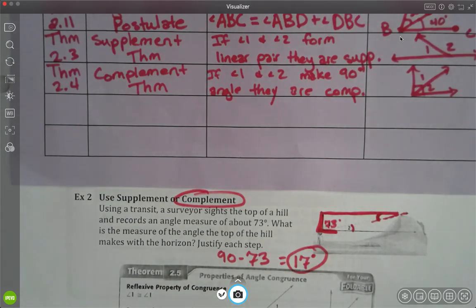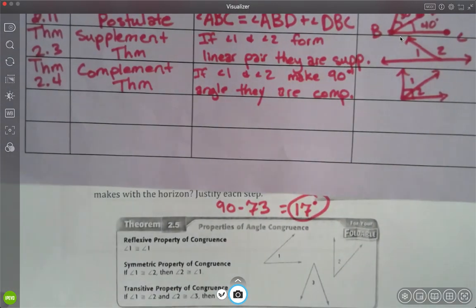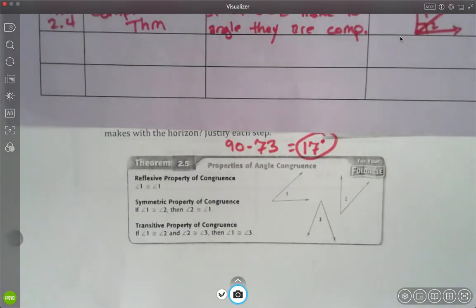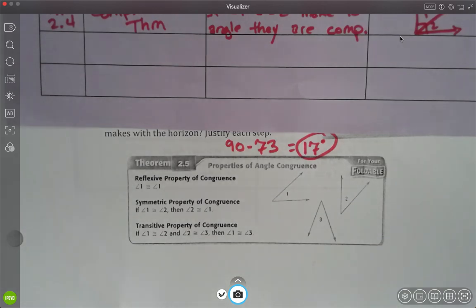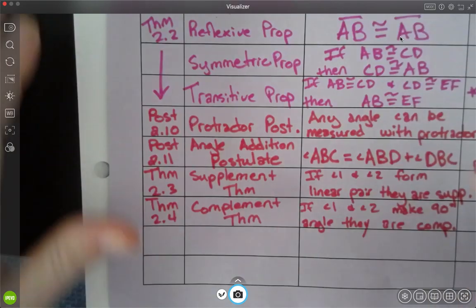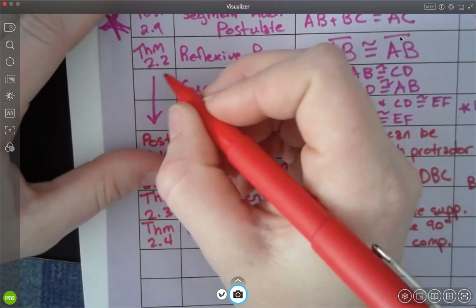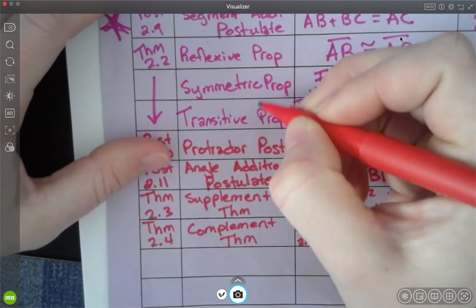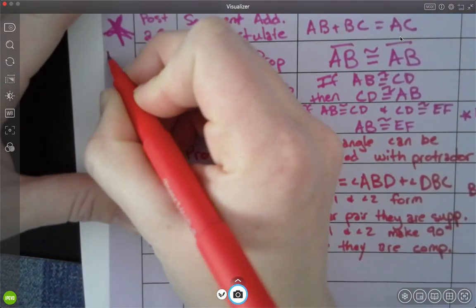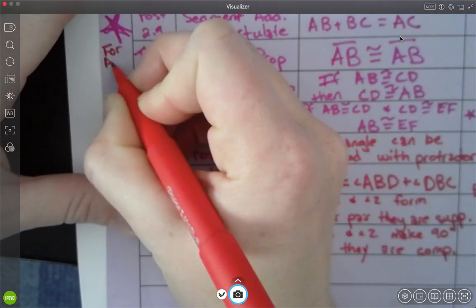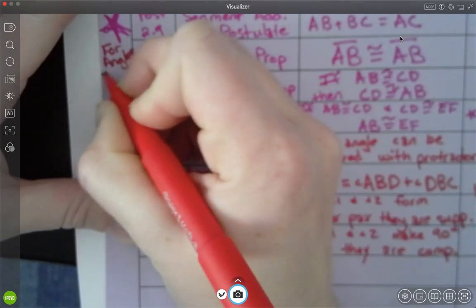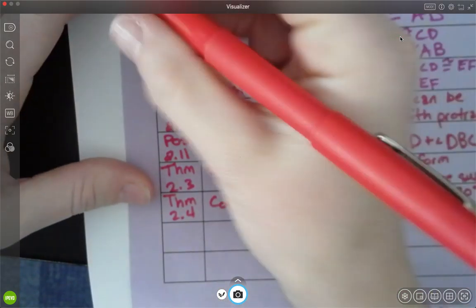All right, with these three theorems at the bottom, 2-5, these are very similar to what we did yesterday: the reflexive property, the symmetric property, the transitive property. I am not going to rewrite these down. Here's how we're going to cheat. Up here, do you see where we did theorem 2-2, reflexive, symmetric, transitive? I'm going to put angles. It's theorem 2-5.